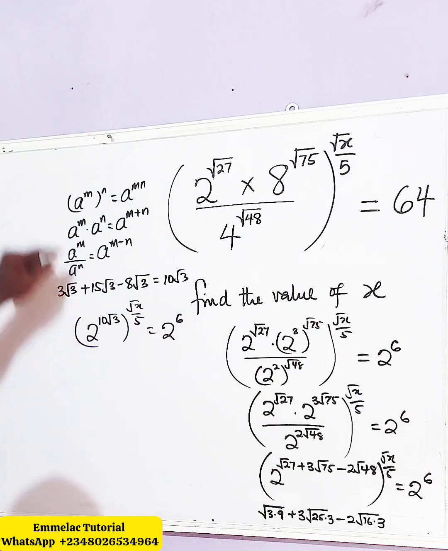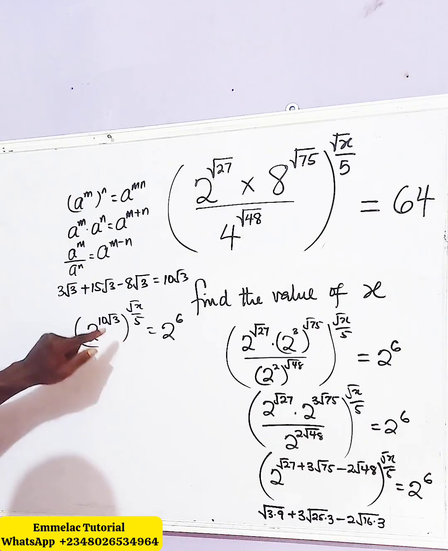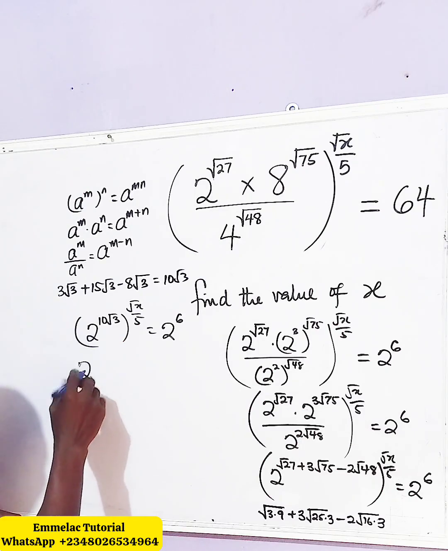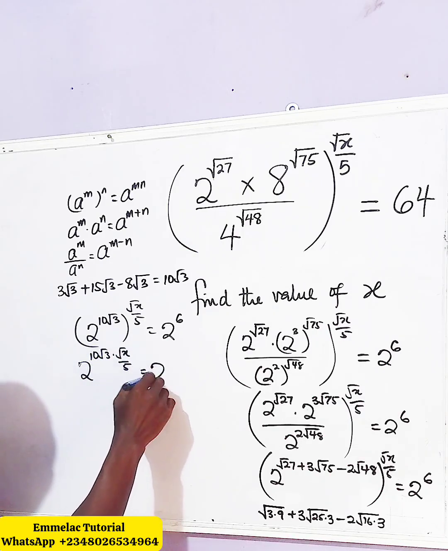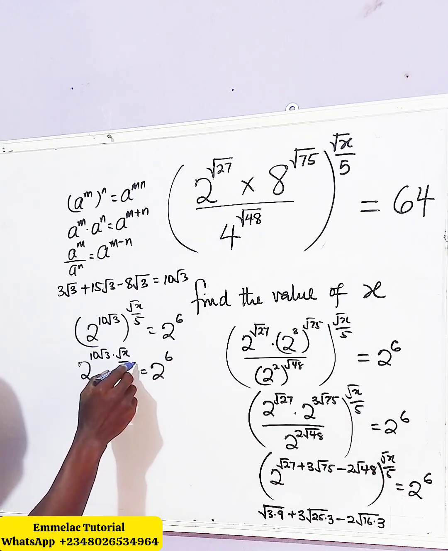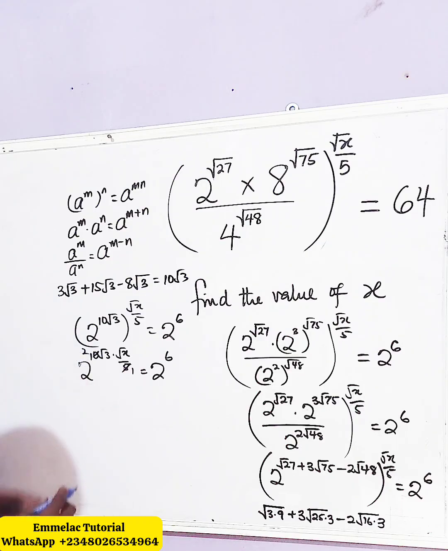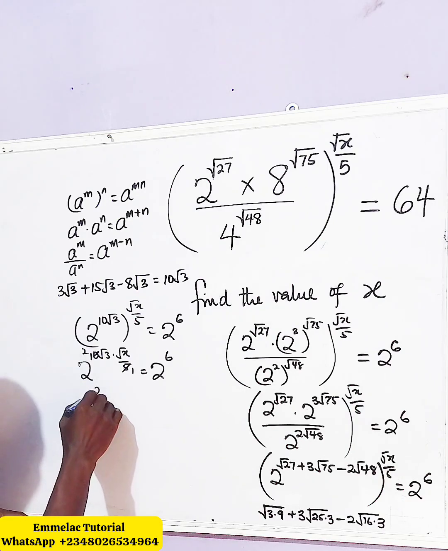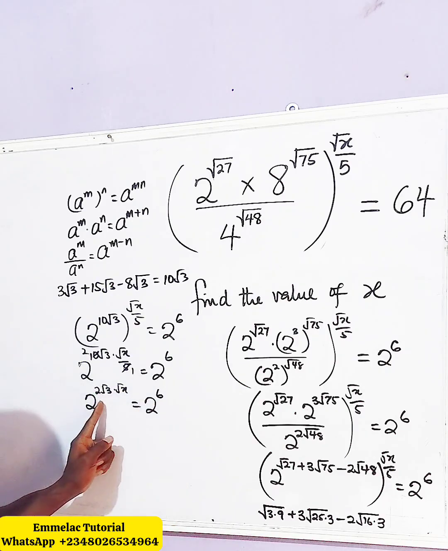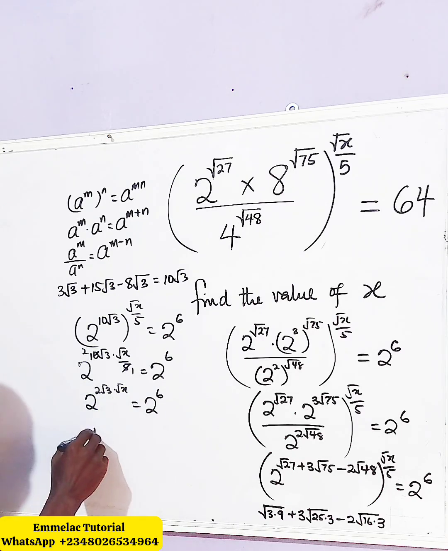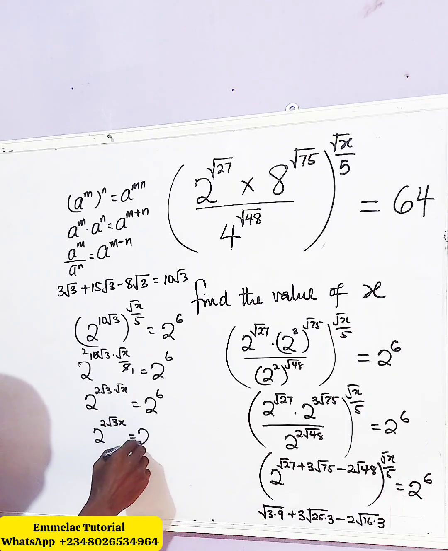6. So at this point now, still applying this law here, we can multiply, okay? And by so doing, we have 2 raised to the power of 10 root 3 times root x all over what? 5 equals what? 2 raised to the power of 6. So 2 here, 5 here, 1, and 5 here, that will give us what? 2. Now, we're now left with 2 raised to the power of 2 root 3 times root x, which will give us what? 2 raised to the power of 6. Now, if we multiply this together, we get to have 2 raised to the power of 2 root 3x, then equals 2 raised to the power of 6.